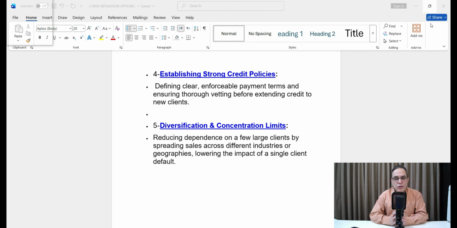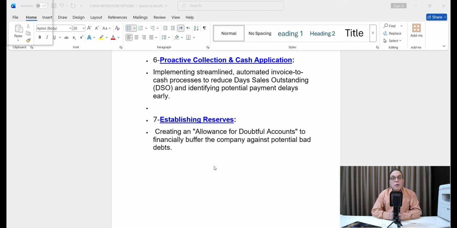5. Diversification and concentration limits. Reducing dependence on a few large clients by spreading sales across different industries or geographies, lowering the impact of a single client default. 6. Proactive collection and cash application. Implementing streamlined automated invoice-to-cash processes to reduce days sales outstanding, DSO, and identifying potential payment delays early.